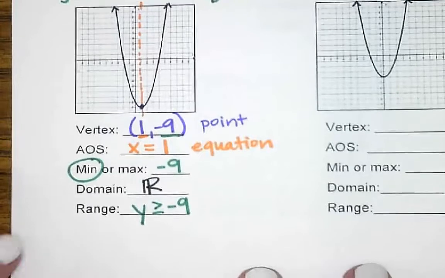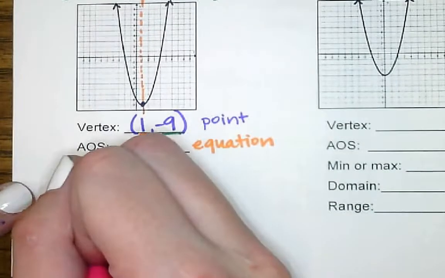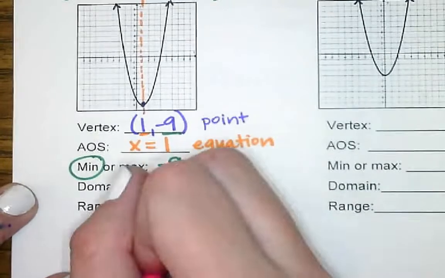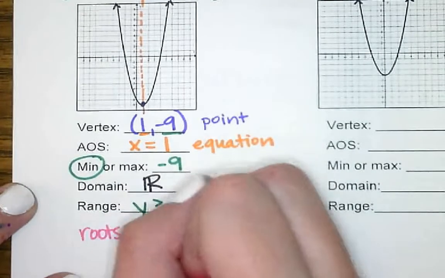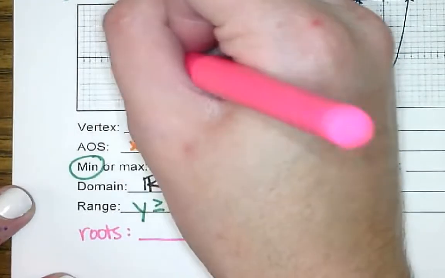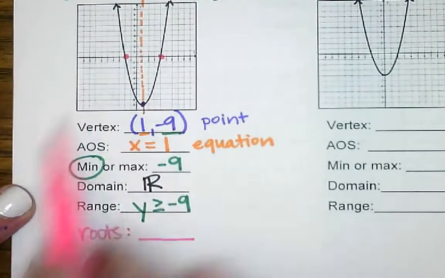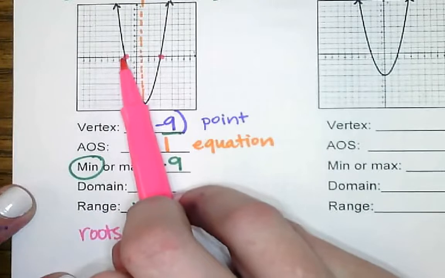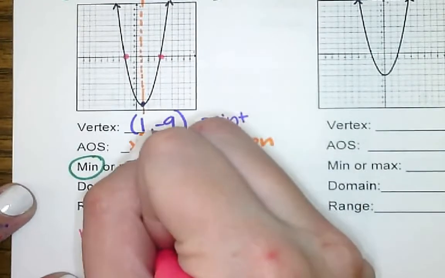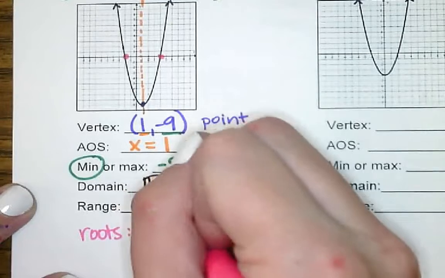Now, I also want to go ahead and add a little extra thing on here. All right? Where I'm going to ask for the roots. Okay? Now, the roots are the values of your x-intercept. Okay, guys? So, what are my x-intercepts here? -2 and 4. Okay? So, we have -2 and 4. Do y'all feel good about that?